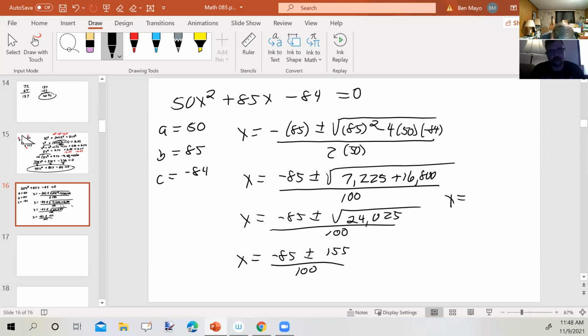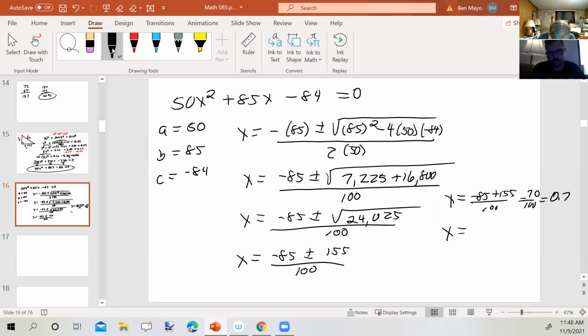We've got x equals negative 85 plus 155 over 100, which would be, let's see, 155 minus 85 would be 70 over 100 or 0.7. Now, I could write 7/10. The reason I'm writing 0.7 is just because our original problem, that's a 7, our original problem was in decimal form.